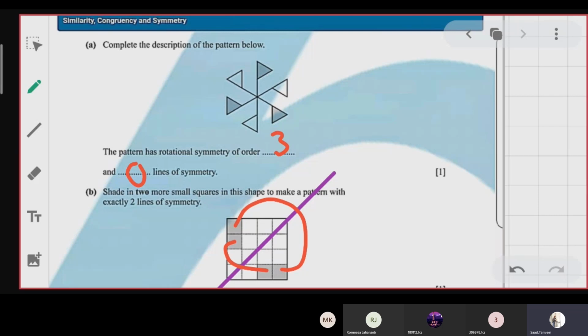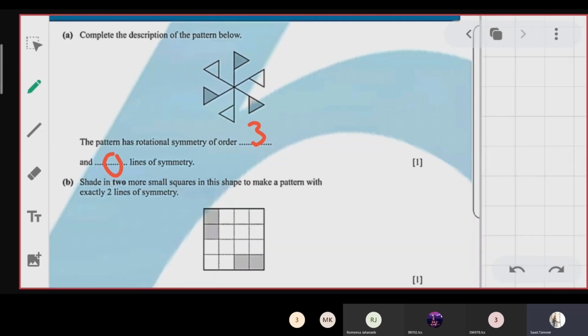Acha, what the examiner wants is to shade two more boxes. The examiner is saying shade two more small squares in the following shape to make a pattern with exactly two lines of symmetries. So if you are interested to make two lines of symmetry, what you are going to do is shade two more boxes. So I would say कि भाई this box and this box, this box and this box on shading will give you exactly two lines of symmetries. How?